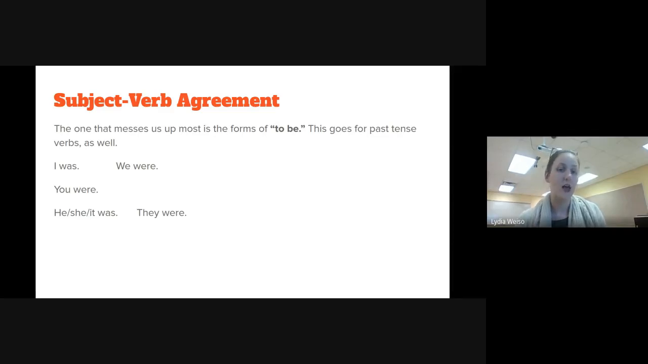We tend to say things like you was, we was, they was. But I and he, she, it are the only forms in standard English that use was. Everything else uses were. So if you're looking at your sentence, you're trying to figure out which version to use, remember this. You want to use the standard English version of the verb was versus were.